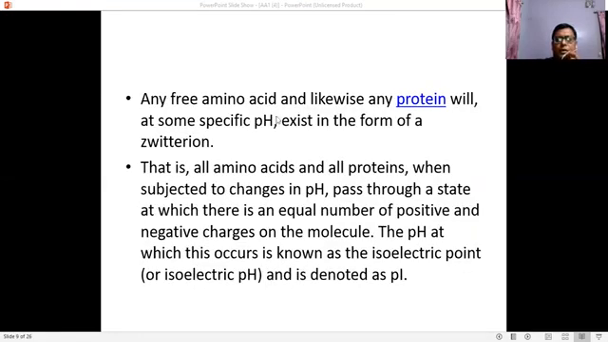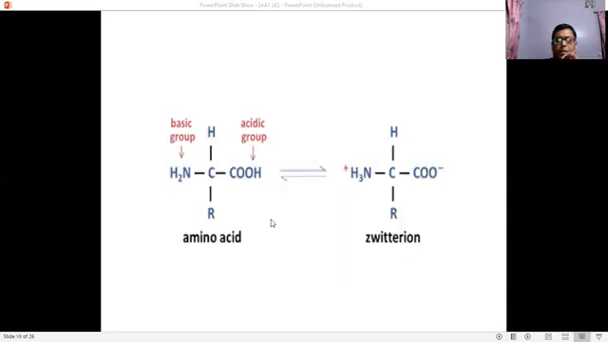Any free amino acid and likewise any protein will at specific pH exist in the form of a Zwitter ion. Thus, all amino acids and all proteins, when subject to changes in pH, pass through a state at which there is an equal number of positive and negative charges on the molecule. The pH at which this occurs is known as isoelectric pH or isoelectric point. It is denoted as small p, capital I, pI. So isoelectric pH is very important.